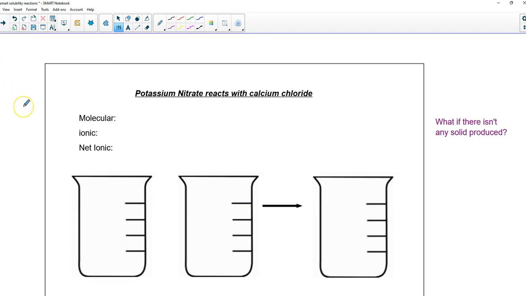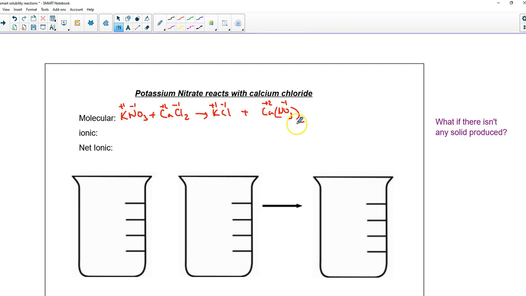All right. Next up, pause the video. Give it a try. Okay. Now this one is going to be potassium nitrate, KNO3, plus calcium chloride, CaCl2. It's going to give me potassium chloride and calcium nitrate. Okay, so I need parentheses with a 2 here because this is a plus 2 and a minus 1, plus 1, minus 1. Okay.